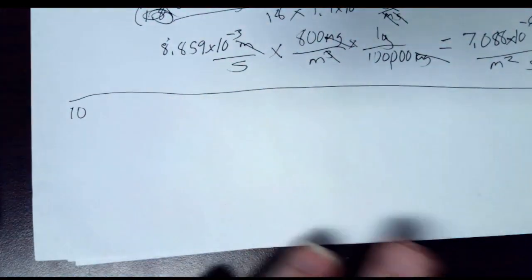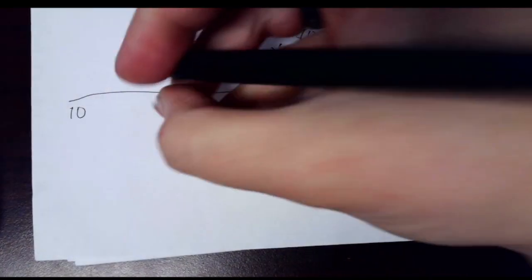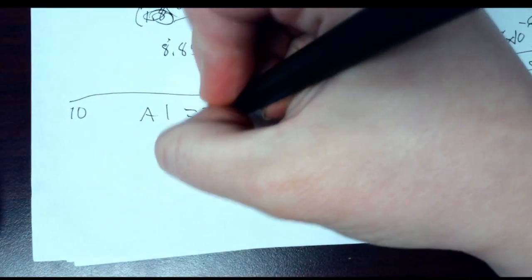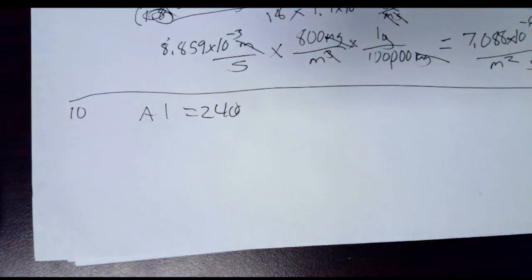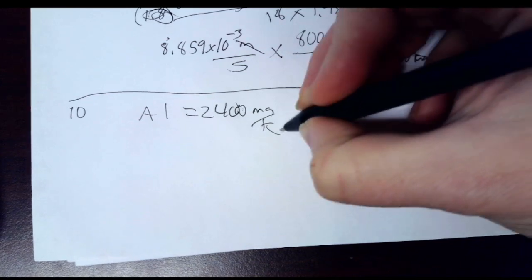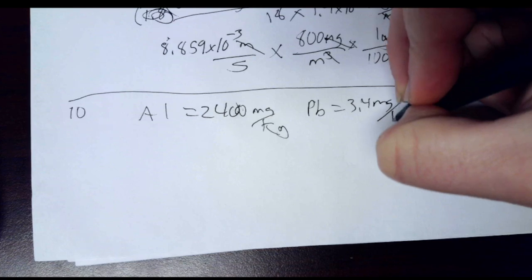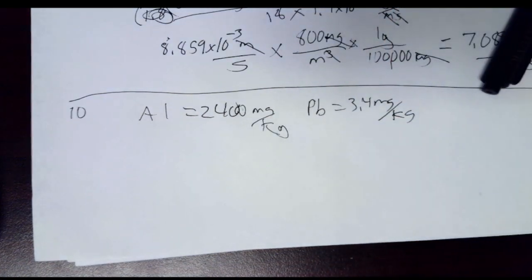Problem 10. A sample of solid aerosol is collected from a rural area and found to have a composition of aluminum of 2,400 milligrams per kilogram, and lead of 3.4 milligrams per kilogram. Using data from the crustal abundance of elements, Appendix B1, calculate the chemical concentration factor for lead. What might be the reason for such a value as you have obtained?